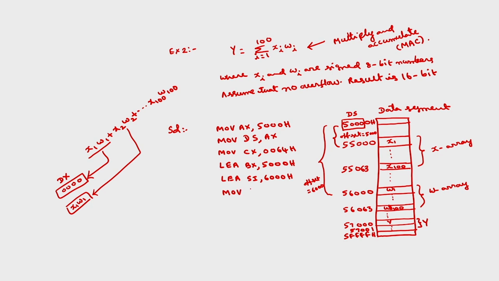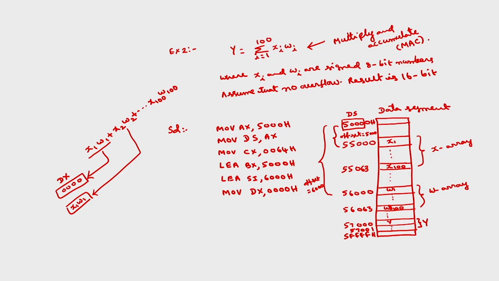MOV DX, 0000H. So, all the partial products I am going to add to DX. Initially I am clearing DX. After the first iteration I will add x1 w1, so 0 plus x1 w1 will be x1 w1 itself. In the second iteration, the contents of DX plus x2 w2. The previous contents will be x1 w1, now x2 w2. The sum of these two, this partial product, will be stored. After the 100 iterations, DX contains the total sum that I am going to store in two consecutive locations.